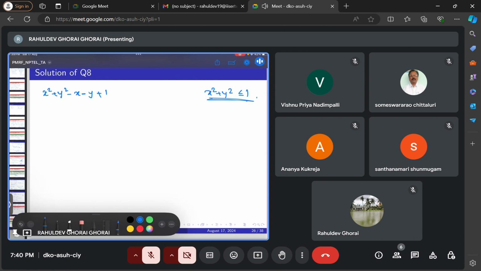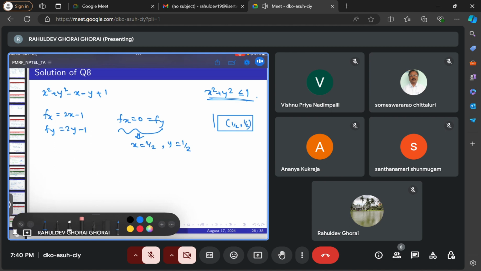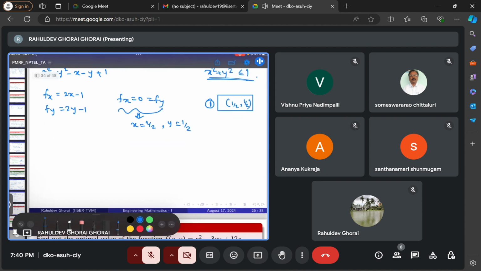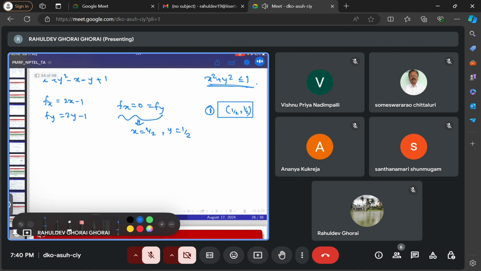So what I say, first of all, the usual way, we will find fx will be 2x minus 1, fy will be 2y minus 1. So fx equal to 0 equal to fy will give you x equal to half, y equal to half. So one point we got, that is half and half. So keep this in mind, that we have this one point. That can be maximum or minimum. We don't need to find out now.